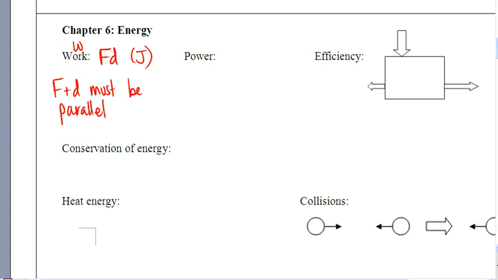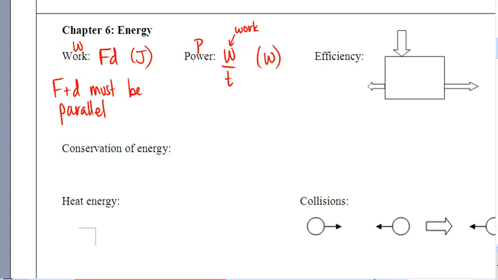That then takes us into calculations of power. Power, which is a capital P, is equal to work divided by time. So again, that W is work. Time has to be in seconds, and we end up with joules per second, the units better known as watts.